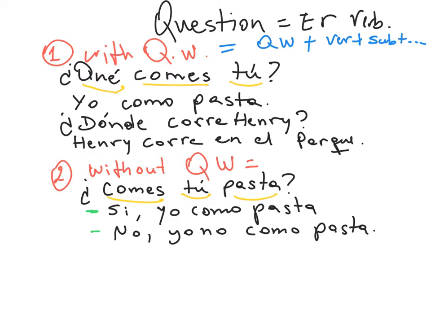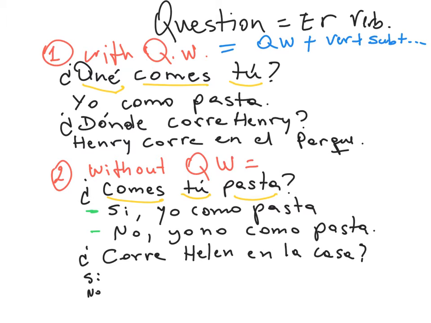So another example could be, for example, here I can ask, ¿corre Helen en la casa? And it can be the sí question or the no question. So you know that it has to be a full answer here. It cannot just be sí or no. It has to be a full answer for that.